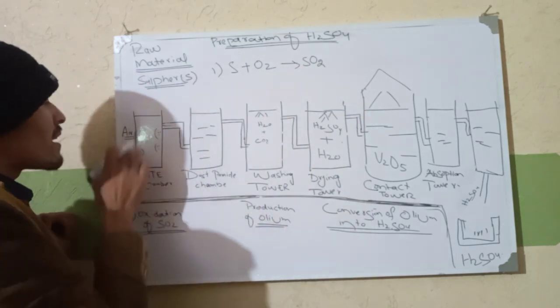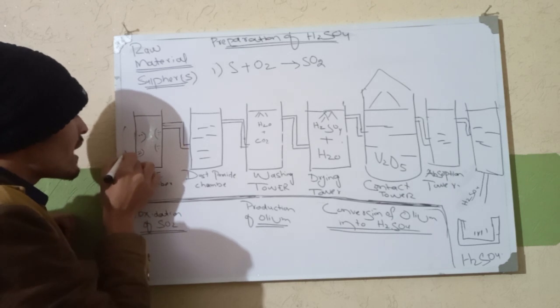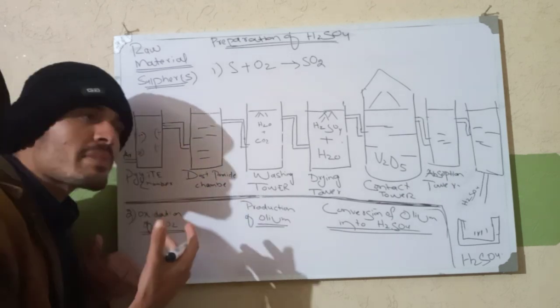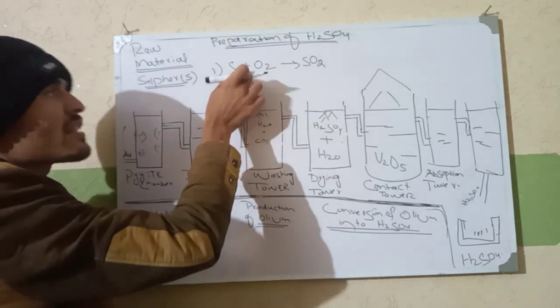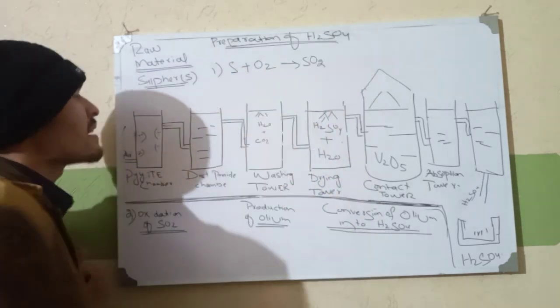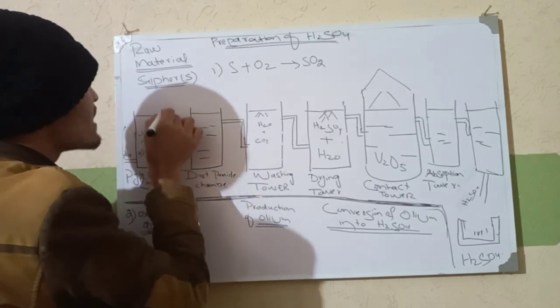How does air enter here? Air enters here. Oxygen is present in air, and carbon dioxide is also present in air. They combine with the sulfur, so they make sulfur dioxide. Okay, so now sulfur dioxide is produced.